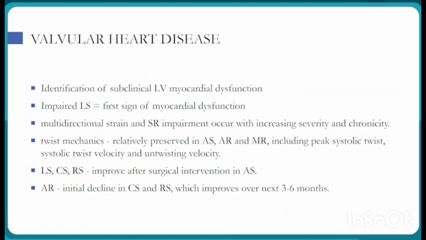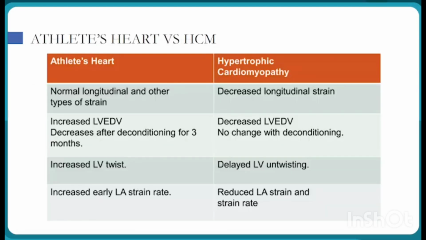In patients with valvular heart disease, you can identify subclinical LV myocardial dysfunction. The impaired longitudinal strain is the first sign of myocardial dysfunction in patients with valvular heart disease. Multidirectional strain and strain rate impairment occur with increasing severity and chronicity. The twist mechanics are relatively preserved in patients with AS, AR or MR, including peak systolic twist velocity and untwisting velocity. But longitudinal, circumferential and radial strain improve after surgical intervention in AS, whereas in AR there is an initial decline in circumferential and radial strain, which improves over the course of the next 3 to 6 months.